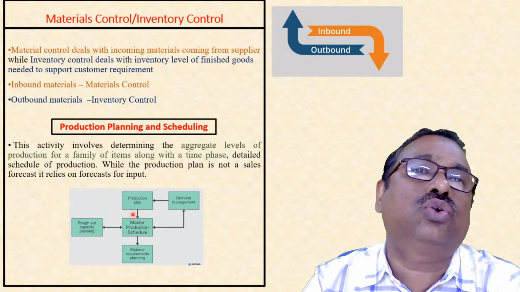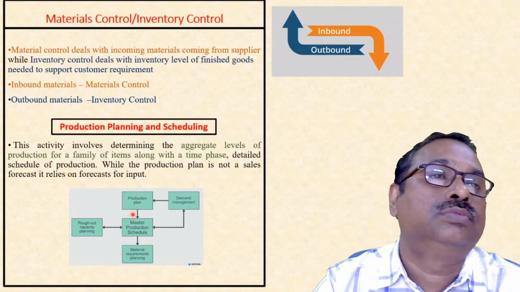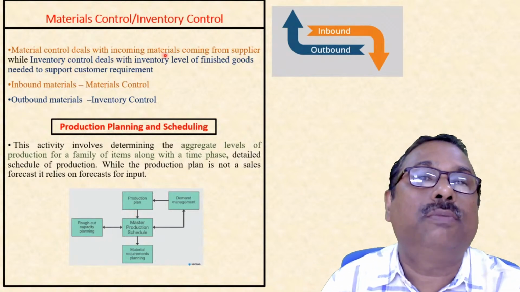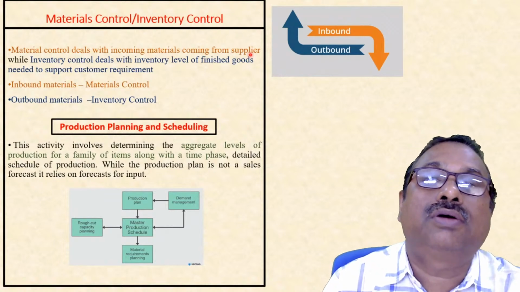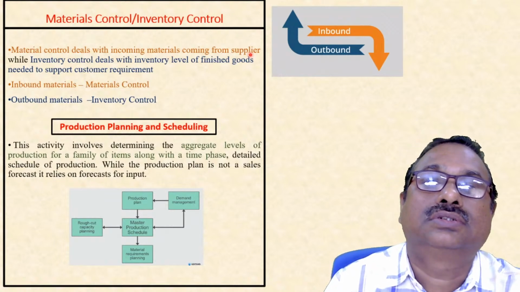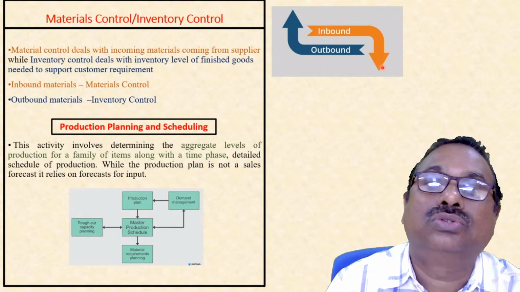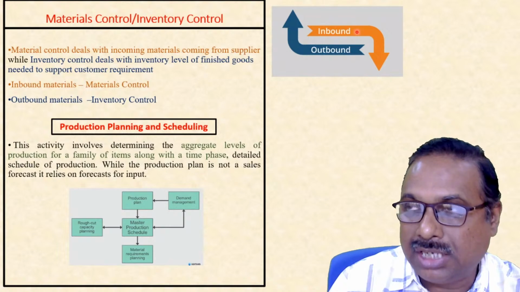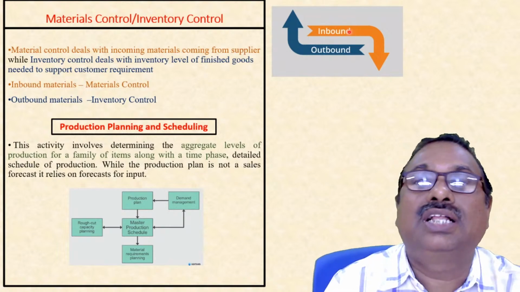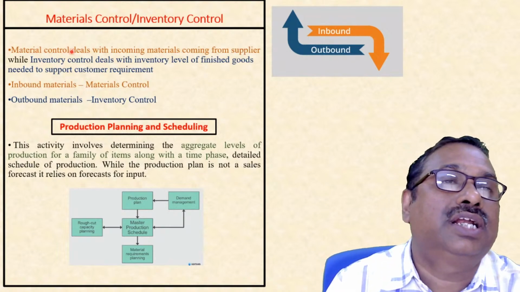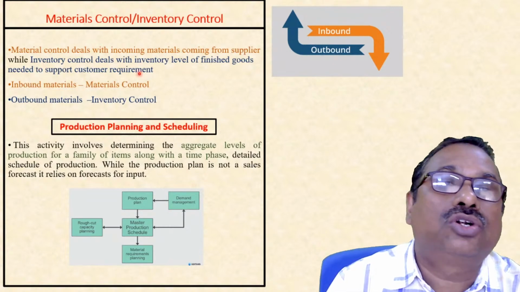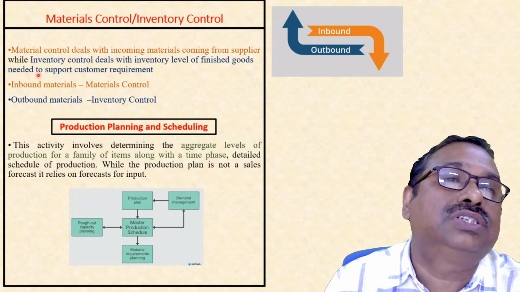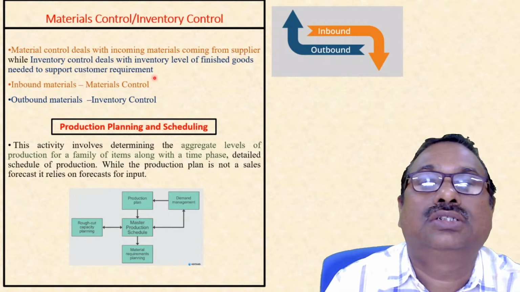Next is material control and inventory control. See, material control deals with incoming materials coming from the supplier. Right? So this is inbound, orange color, inbound, all the component parts, raw materials, etc. This is material control. While inventory control deals with the inventory level of finished goods needed to support customer requirements.